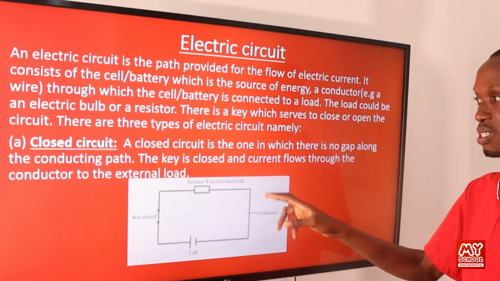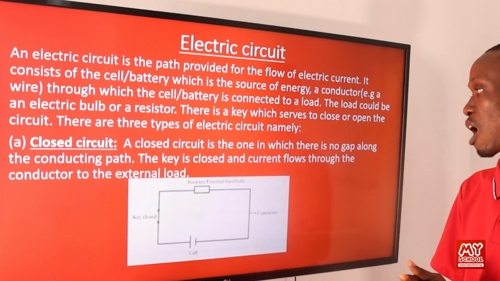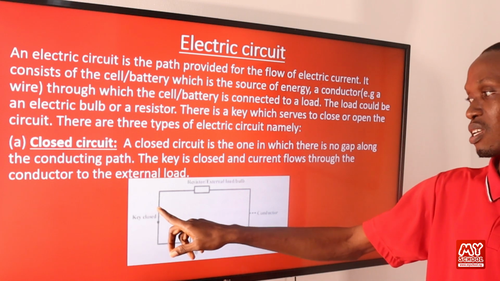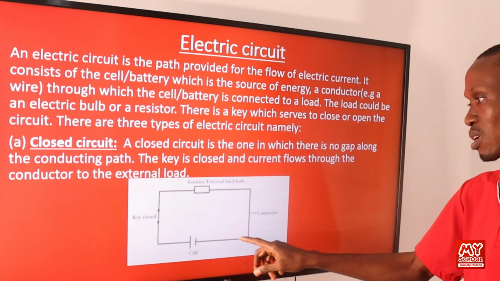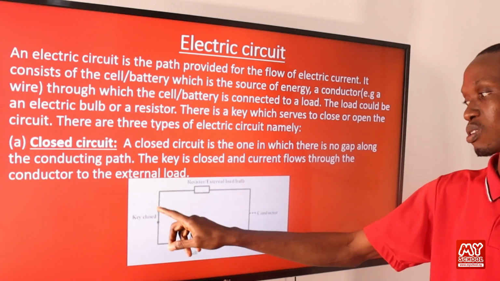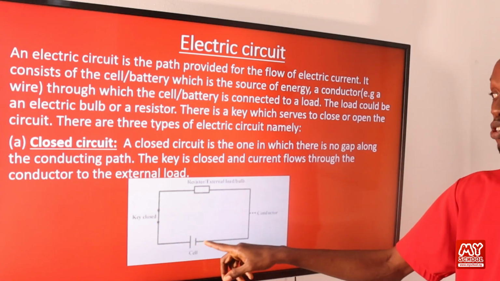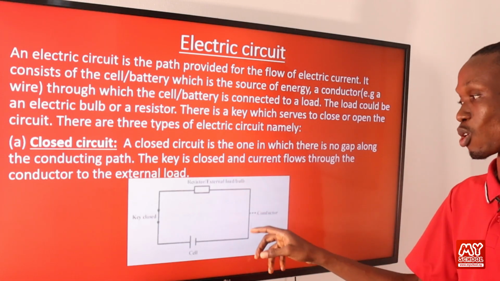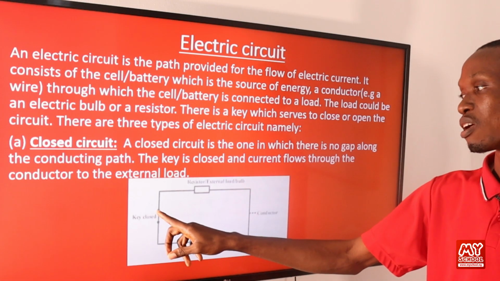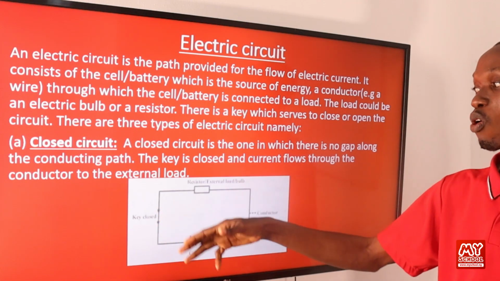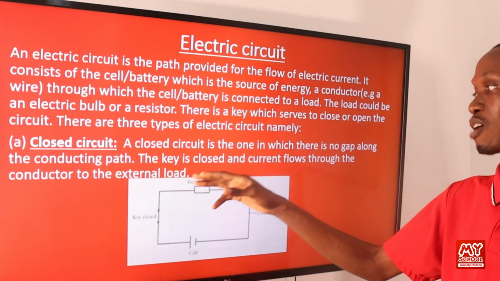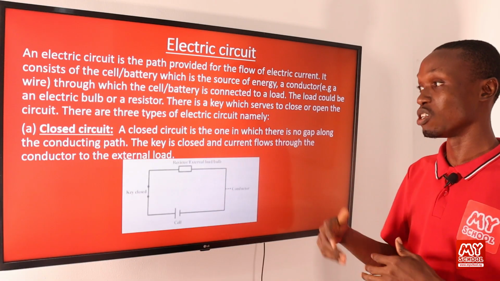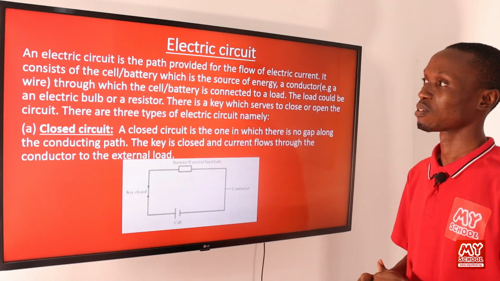A closed circuit is one in which there is no gap along the conducting part. As you can see in the diagram below, the key is closed and current flows through the conductor to the external load. Here is the key, and this is the conducting part, so there's no gap between the conducting part. Here represents the cell, or the source of the energy, while this is the conductor. Once the key is closed, current flows from the cell down to the external load, which can be a bulb or a resistor. So let's move to the next slide.